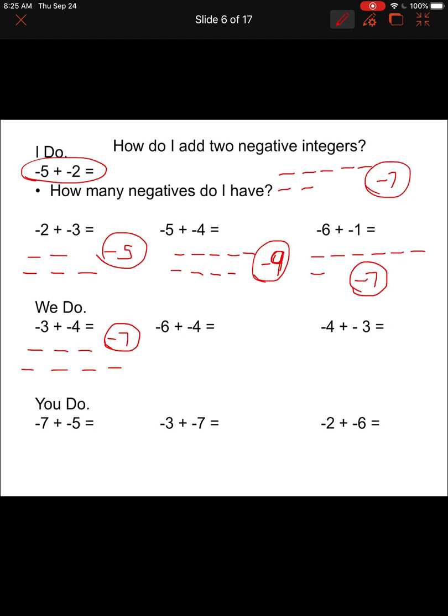-6 plus -4. We have 6 negatives, and we have 4 more negatives being added, so we have a total of 10 negatives. -4 plus -3. We have 4 negatives being added to 3 negatives. We have a total of 7 negatives. Okay, go ahead and do the you do. Pause the video, and when you're ready to check your answers, we could hit play.